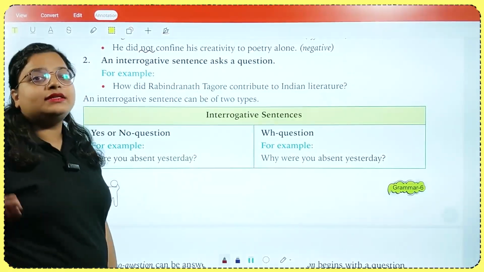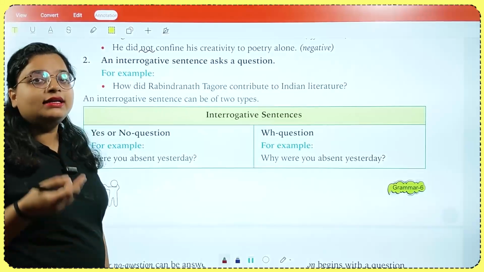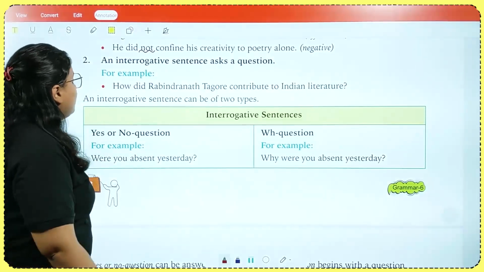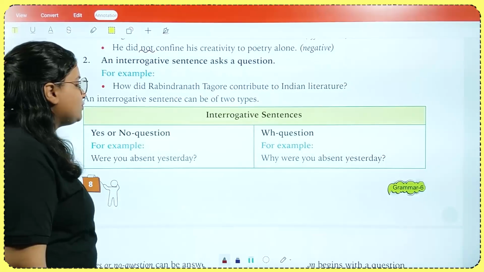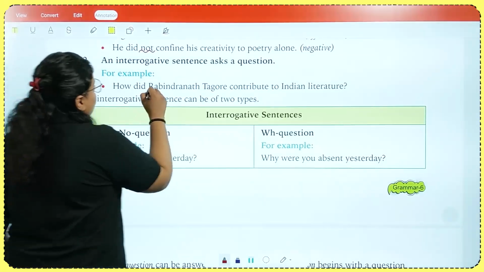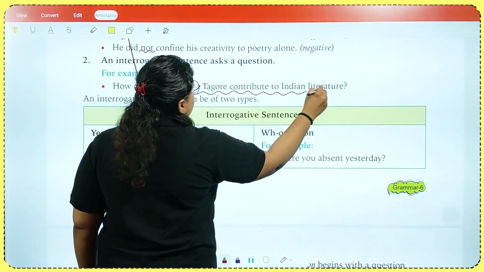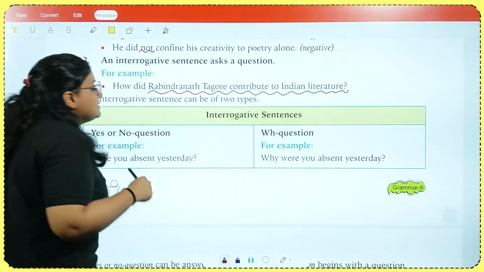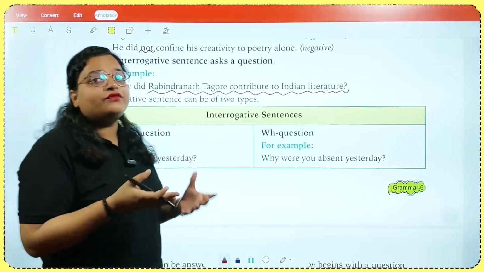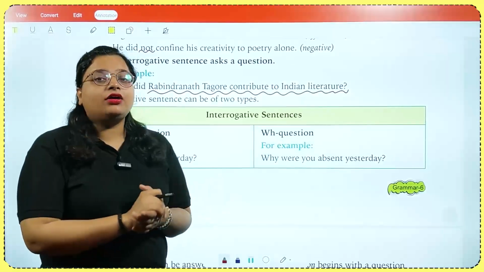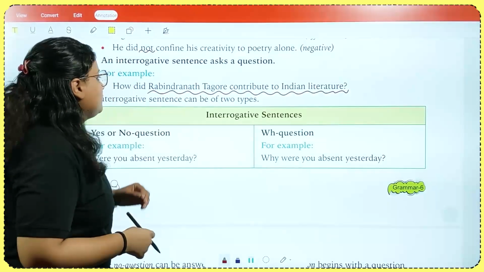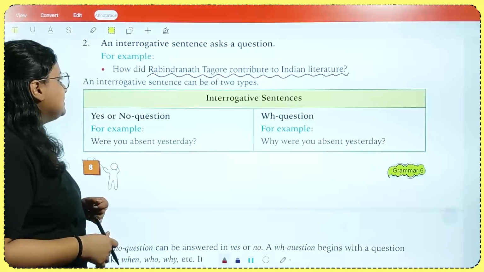An interrogative sentence asks a question. अब जो आपका interrogative sentence होता है वो क्या करता है? वो question पूछता है। For example, how did Ravindranath Tagore contribute to Indian literature? अब रविंद्रनाथ टैगोर ने Indian literature में कैसे contribute किया? This is a question I can ask you. If you have read about Ravindranath Tagore, so I can ask you this question, right? How did he contribute? है ना? So this is an interrogative sentence.